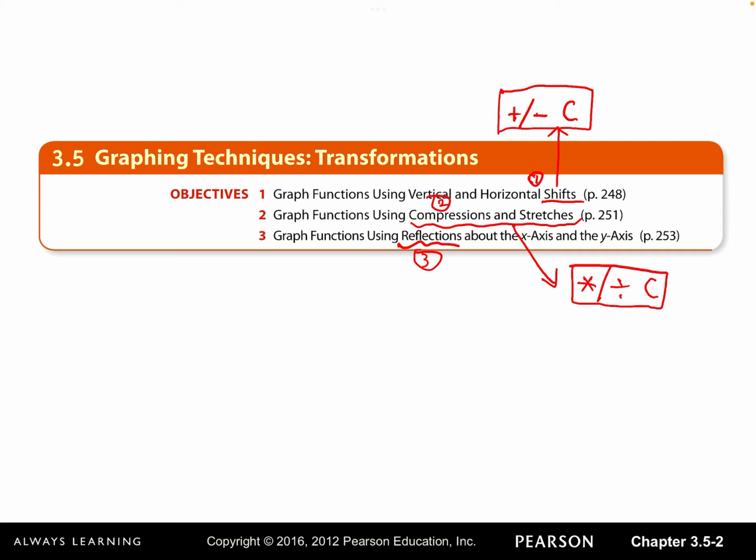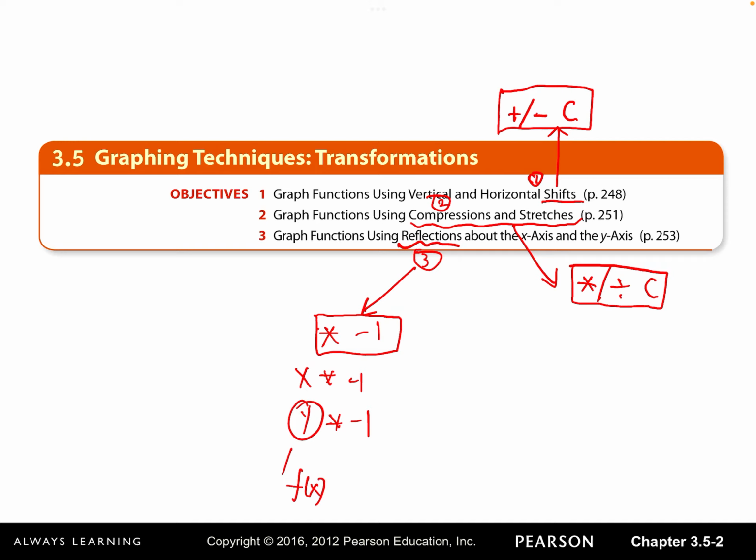And then the third one, reflection, is also multiplication, but not multiplying by any number. It's multiplied by a specific number, which is multiplied by negative 1 only. Either x times negative 1 or y times negative 1. Here y is the same as f of x. So those are the principles.